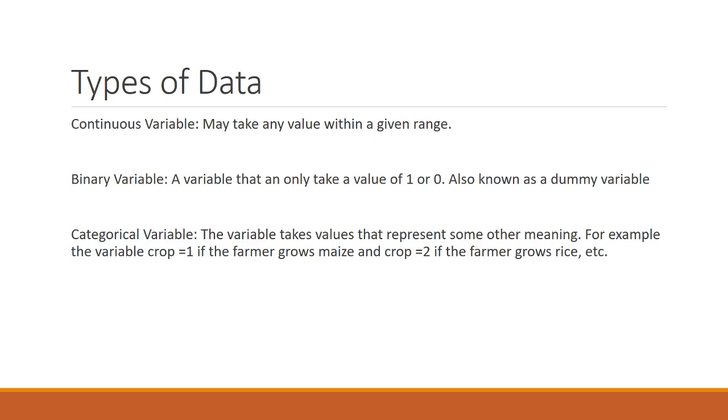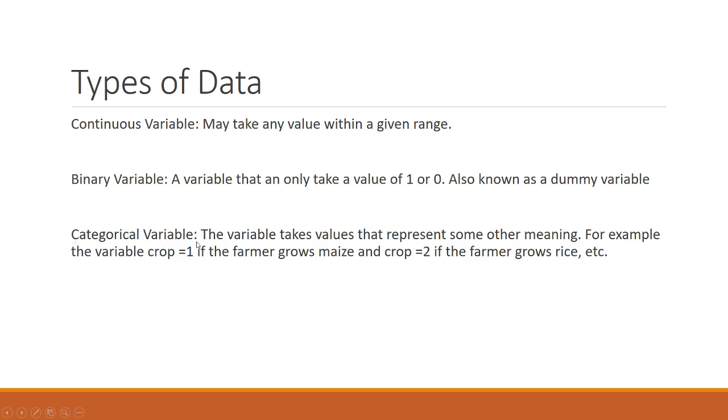A good example, if we go back to our prior example, is income. People could make any amount of income from 0 to infinity. So it's continuous. Okay. A binary variable, however, can take only one of 2 values, usually 1 or 0. We use binary variables to indicate whether or not people have a particular characteristic. We'll see more on that in a moment.